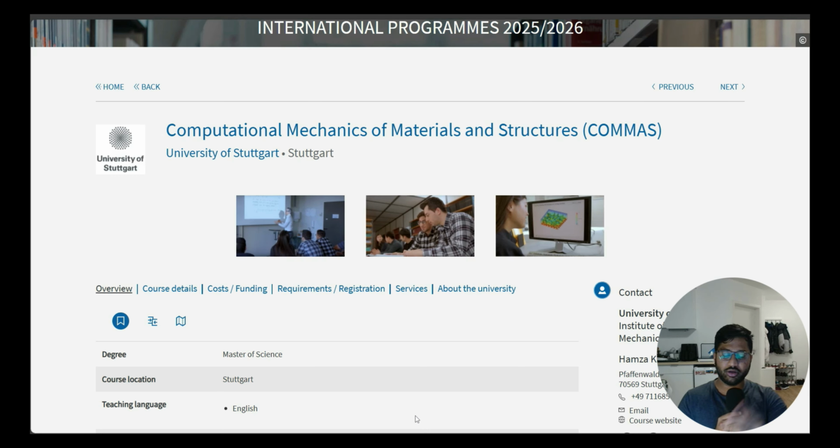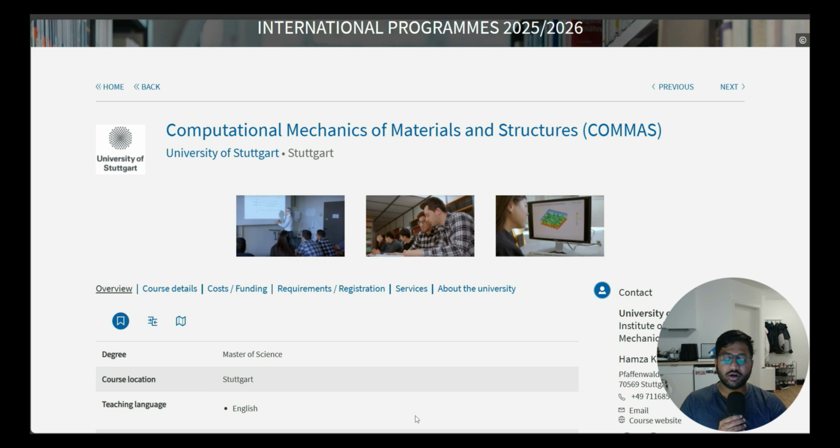If you're seeing the screen, then you know which video we're going to continue. Yes, today we're going to continue our application video for Computational Mechanics and Materials and Structures (COMMAS) course at the University of Stuttgart. In the previous video, we already did the requirement analysis for this course, and we got to know that the application deadline is open until 15th of February, and I told you that I will be doing a video on how to apply for that particular college.